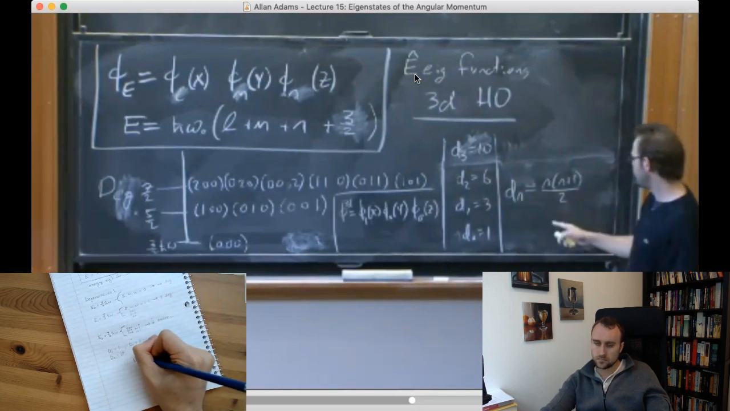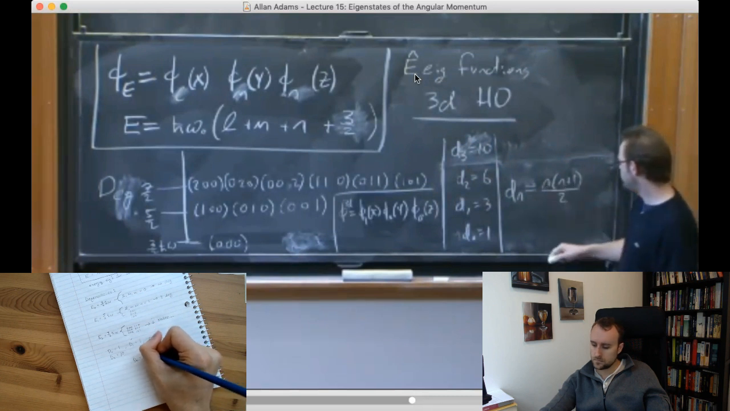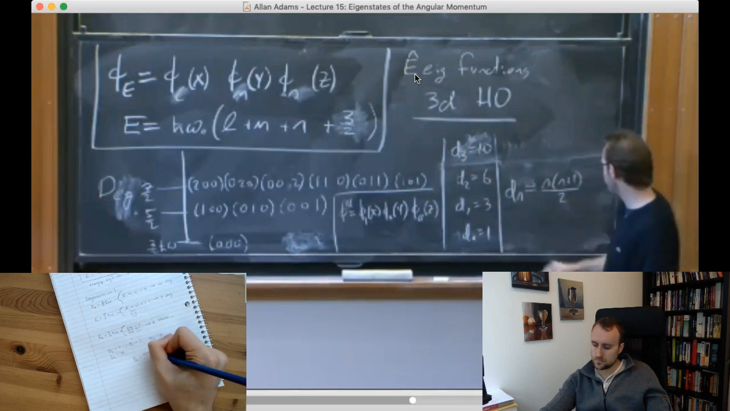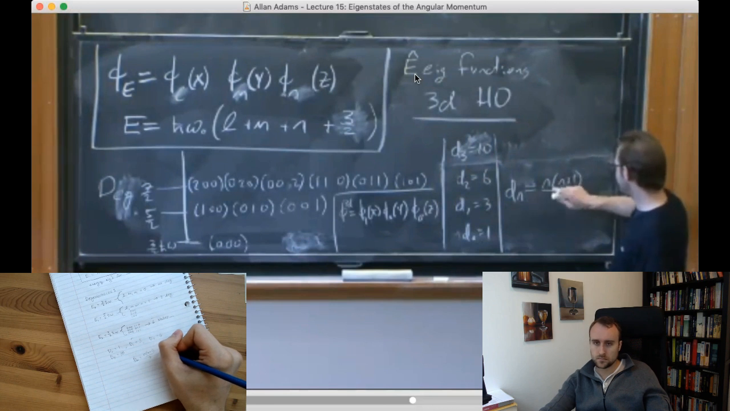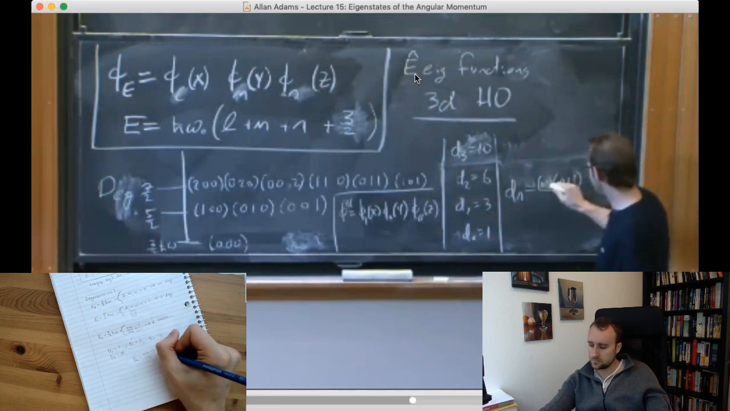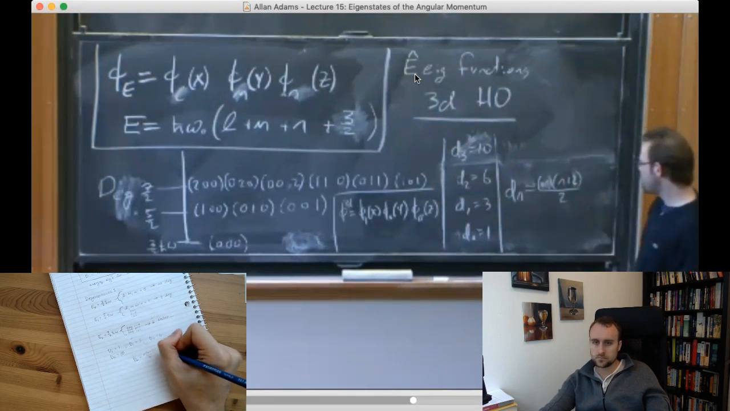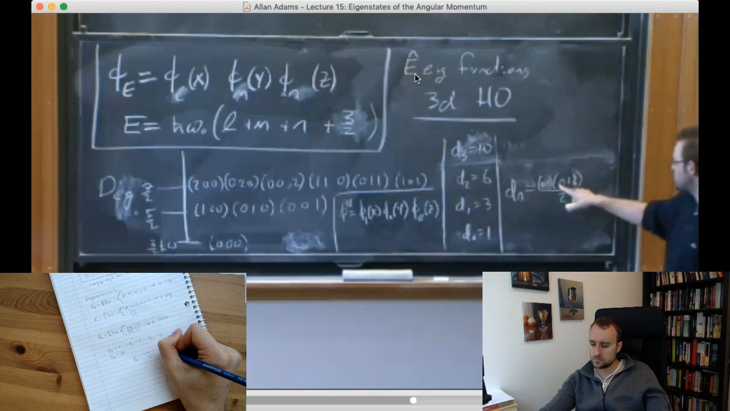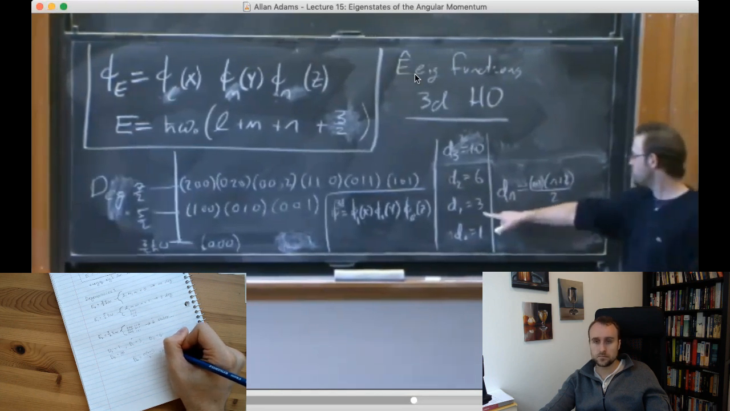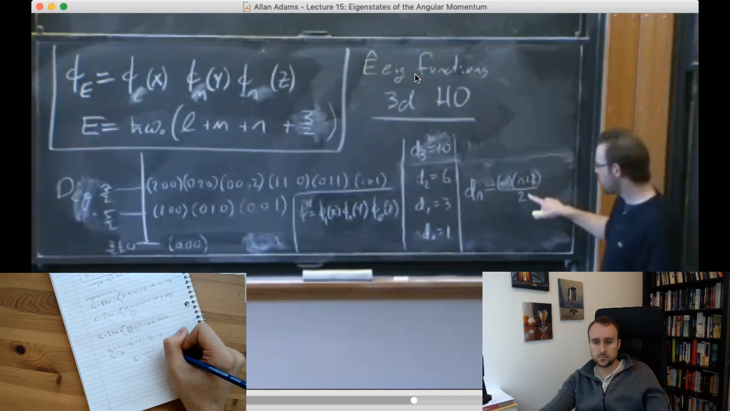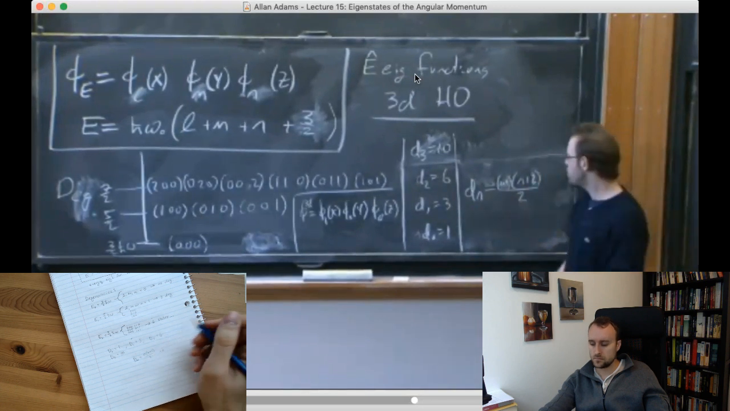d_n is (n plus 1)(n plus 2) over 2, if I count from 0. So let's just make sure that works. For 0, it's going to give us 1 times 2 over 2. That's 1. That works. For 1, it's 2 times 3 over 2, which is 3, and so on. So where did this come from?